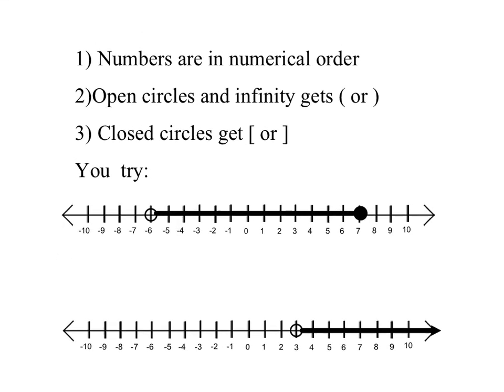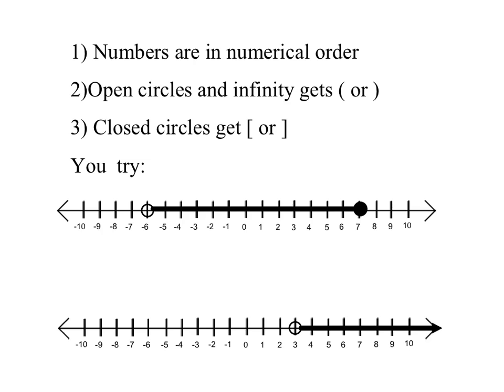So again, these are what I just talked about. The numbers are in numerical order, from low to high. Okay. Open circles and infinity get these parentheses, and closed circles get the square brackets. So I guess I could pause it here and you try.